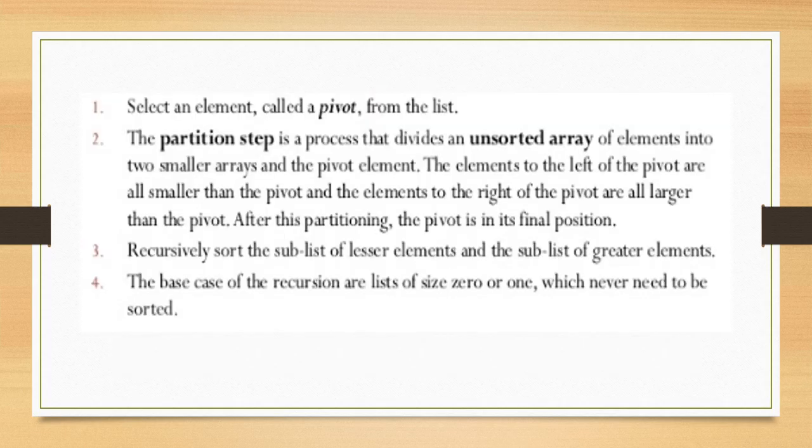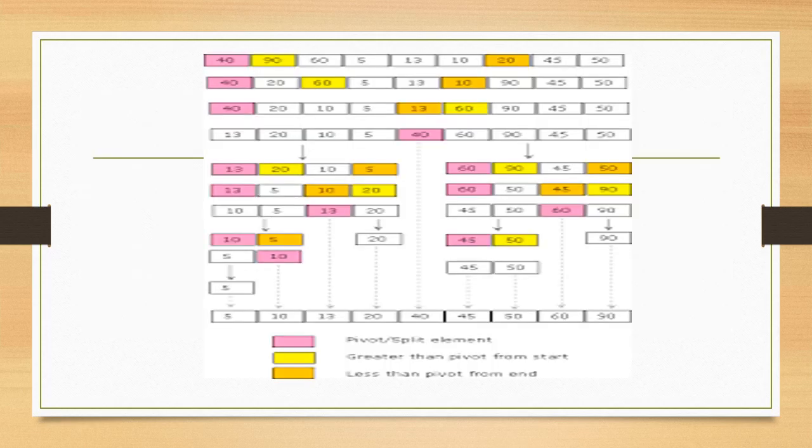Okay. So these are the steps to be followed in quick sort. Number one, I have to select a pivot element, then the partition step will be done, and I have to repeat the step recursively for each and every sub-problem that has been partitioned, and then I have to combine the solutions at the end.